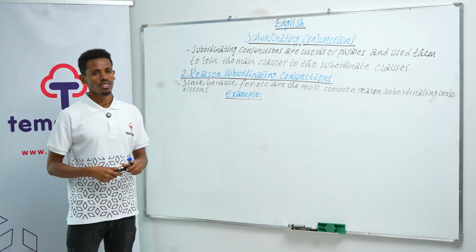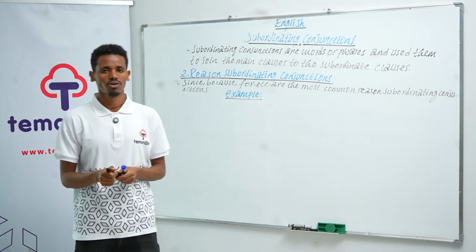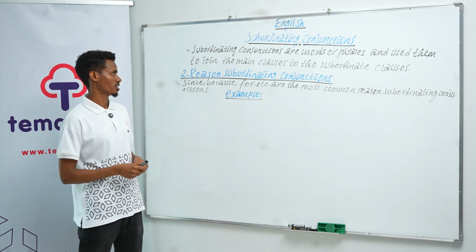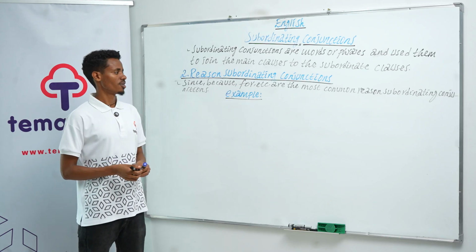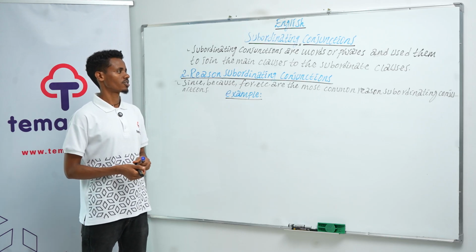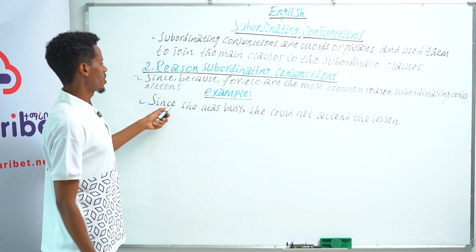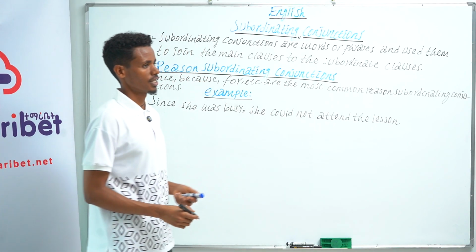Here, in order to express the reason or the cause and effect of something, we need to use subordinating conjunctions. Some of them are since, because, for, etc. They are the most common and most frequently used subordinating conjunctions. For example, since she was busy, she could not attend the lesson.